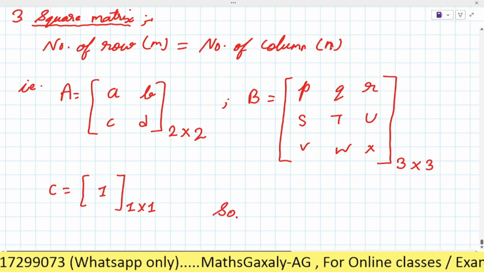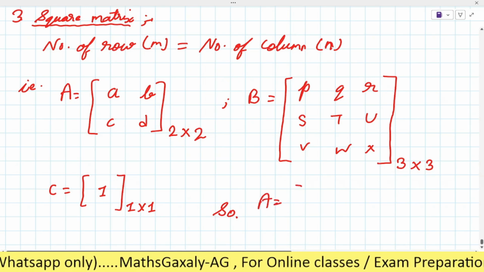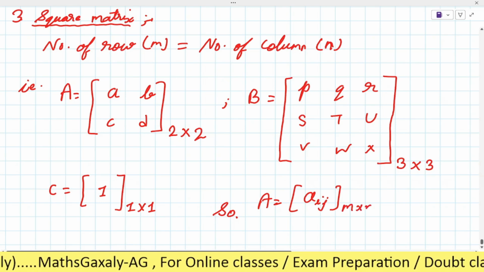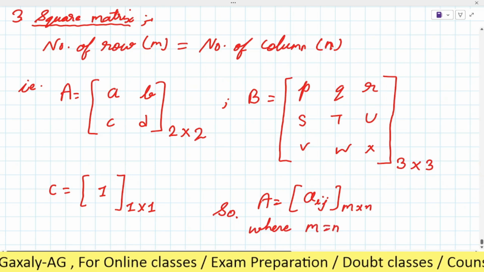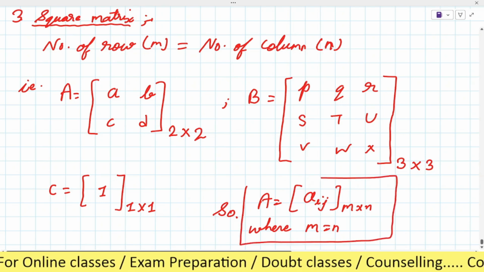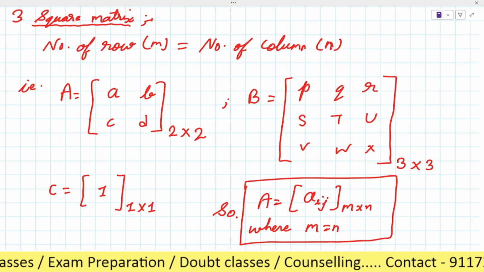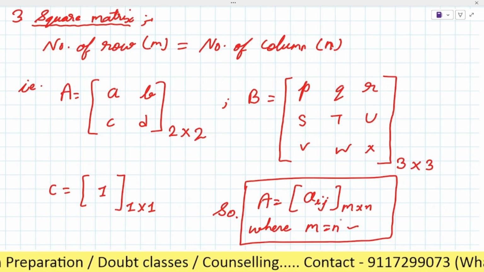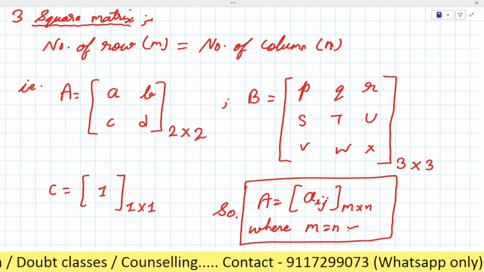So what will be the general form? We can say A equal to [a_ij] m into n, where m is equal to n. This one you always have to write whenever you write the standard form of a square matrix. Always write where m is equal to n. This is the very important part, so always mention it, otherwise it will be wrong. Is it clear now or any doubt in this one?